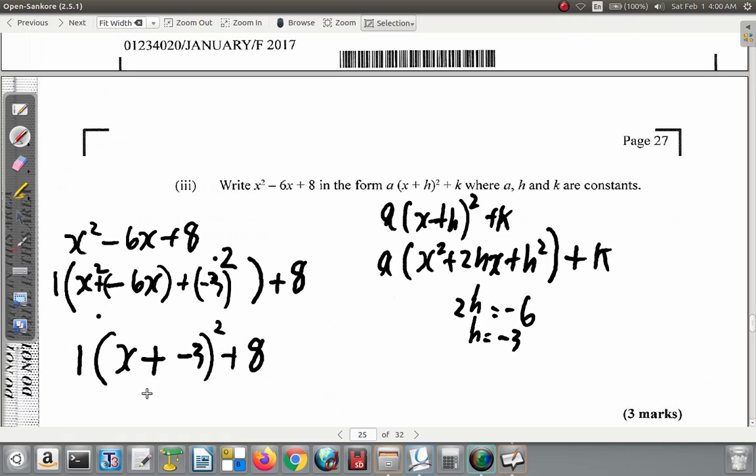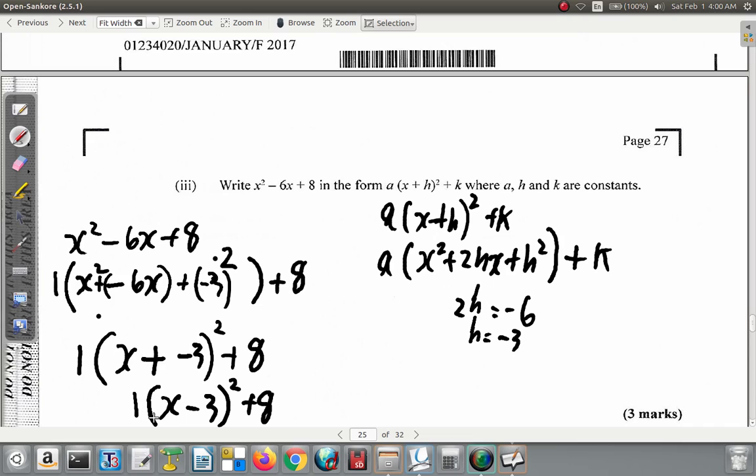So we could rewrite it as x minus 3, because x plus negative 3 means the same as x minus 3, all squared plus 8. And we could put the 1 here, since they say in that form a, open bracket, so it's 1, open bracket. Alright, so that's what we have.